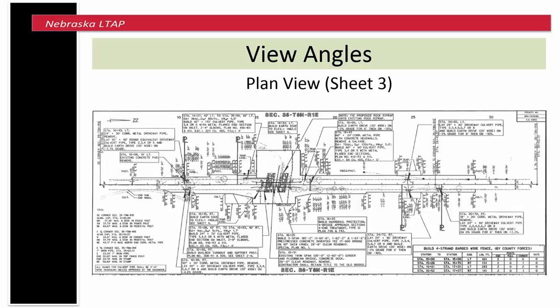Turn to sheet 3. Sheet 3 has 2 views. The top view is the plan view. The plan view depicts a section of road from a bird's eye view. You are looking down on the project or a portion of the project along the center line.